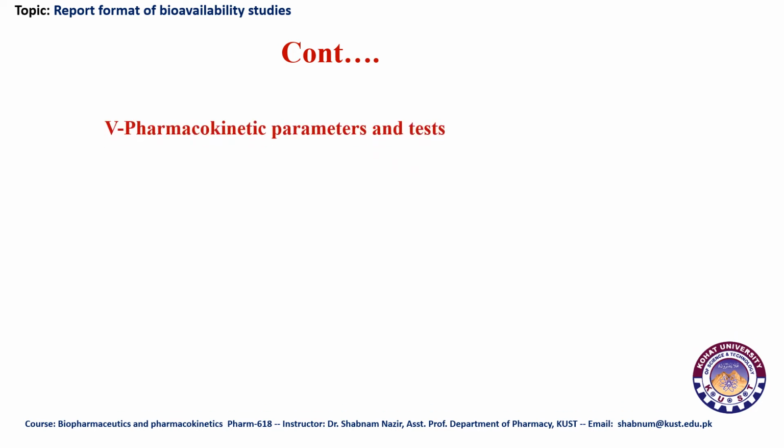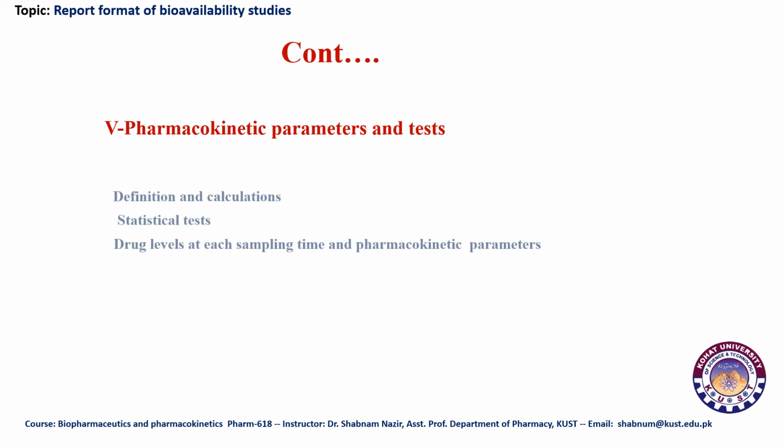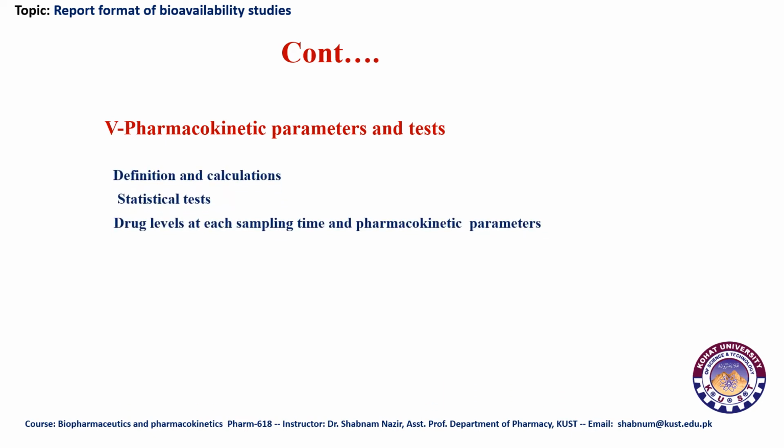Pharmacokinetic parameters and tests. During this study, as it is a pharmacokinetic study, various pharmacokinetic parameters, including area under the curve, which is a very important estimate of bioavailability studies, are determined. Their determination involves various calculations. Whatever equations have been adopted or software has been used, information regarding that is provided. Also, a glossary with the definitions of various pharmacokinetic parameters is provided.